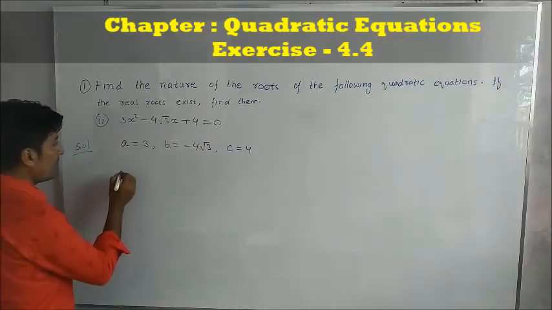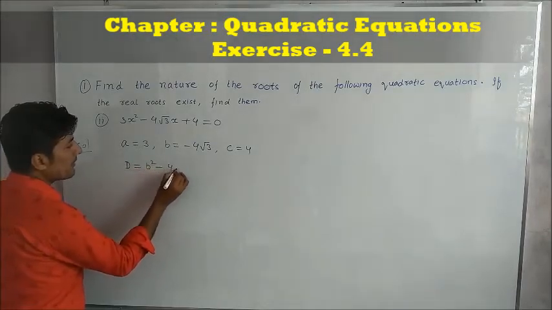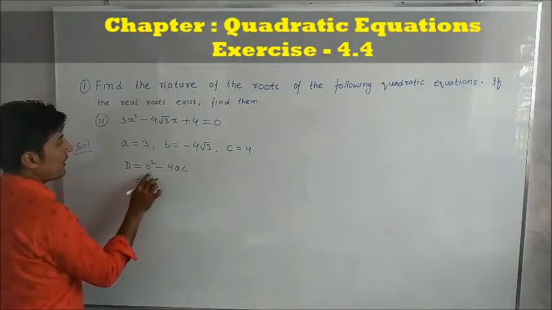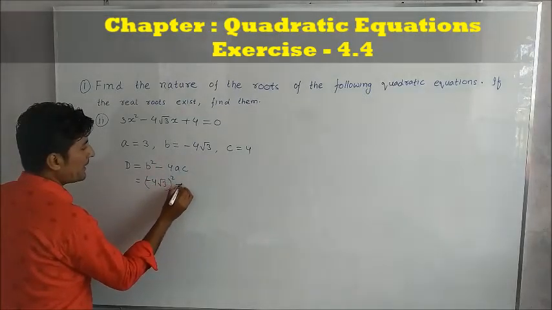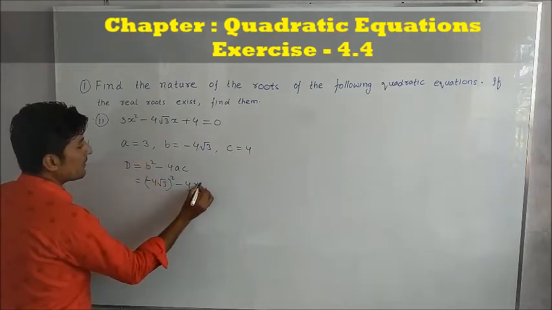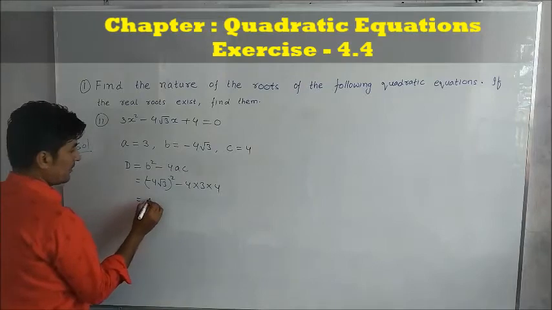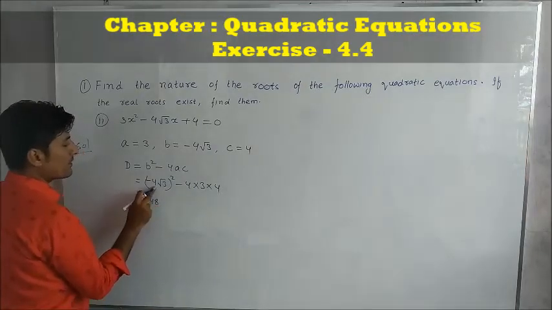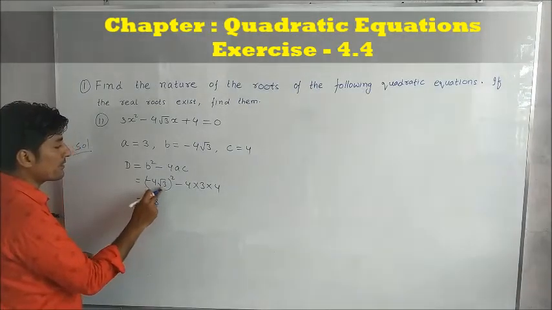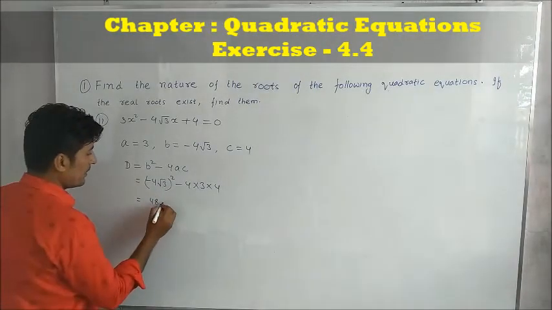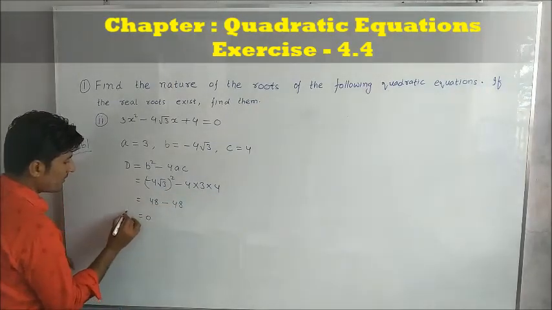After that we have to find out d. As we know, d is equal to b square minus 4ac. Value of b we have is minus 4 root 3 whole square, minus 4 into a, 3, c, we can write here 4. Here we can write 48. Square of 4 will be 16. Square of root 3 will be 3. 16 times 3 is 48. Minus 48 equals to 0.